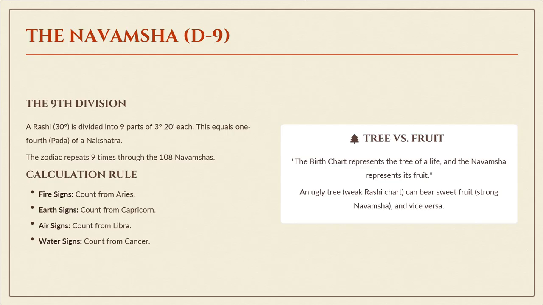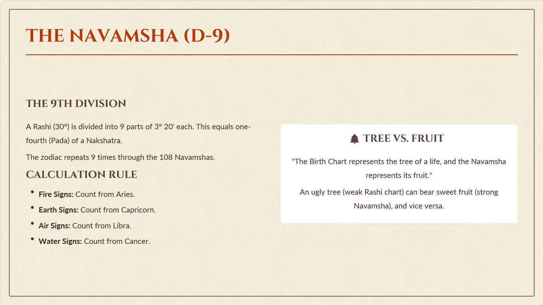So for example, someone comes to you and asks about his marriage or spouse. First you will see D1, which is your normal chart. Then you will see his D9, and based on both charts you will give him the prediction. It should reflect in both the charts, then your predictions will be more accurate. And if someone asks you about his career, first you will see his D1, then you will see his D10 also.